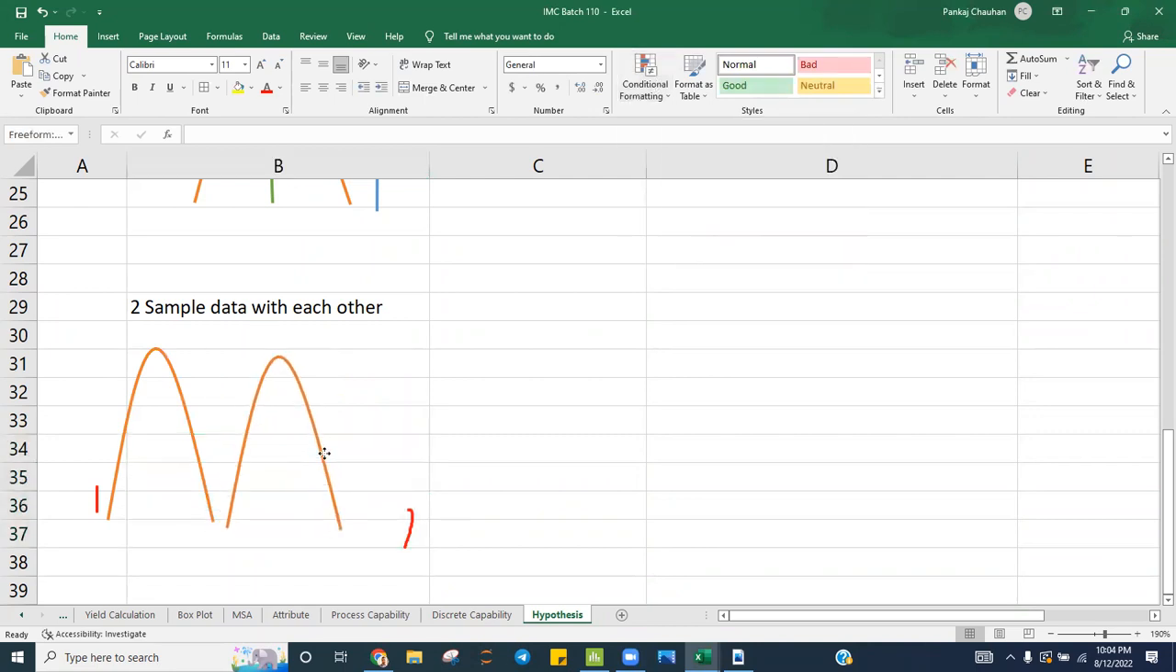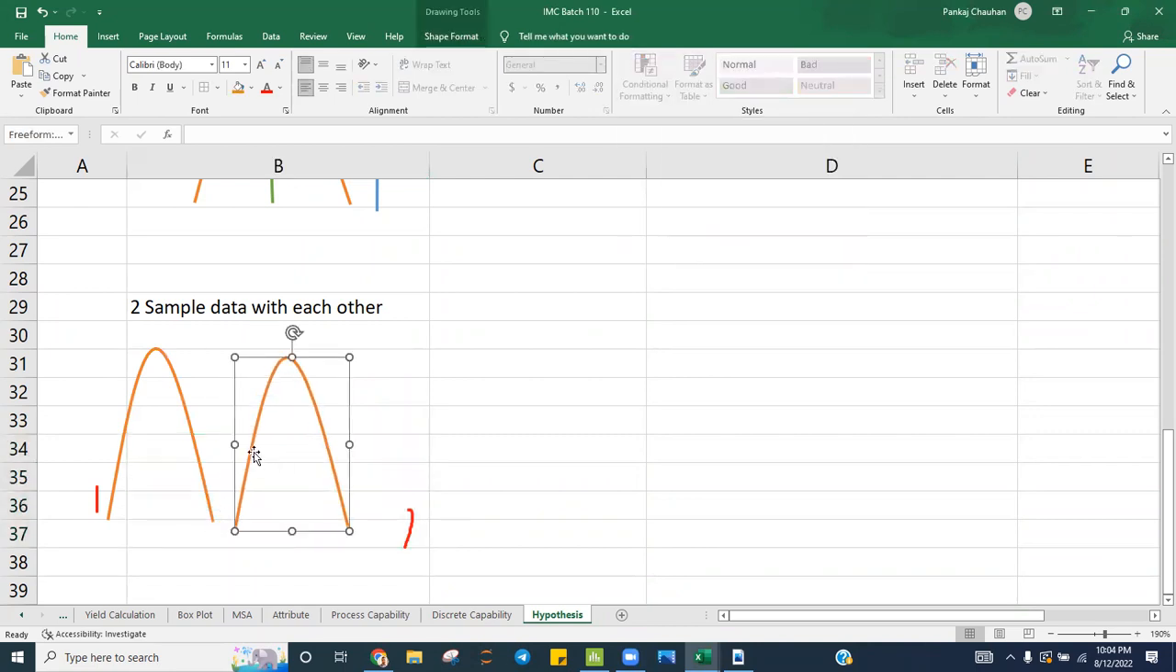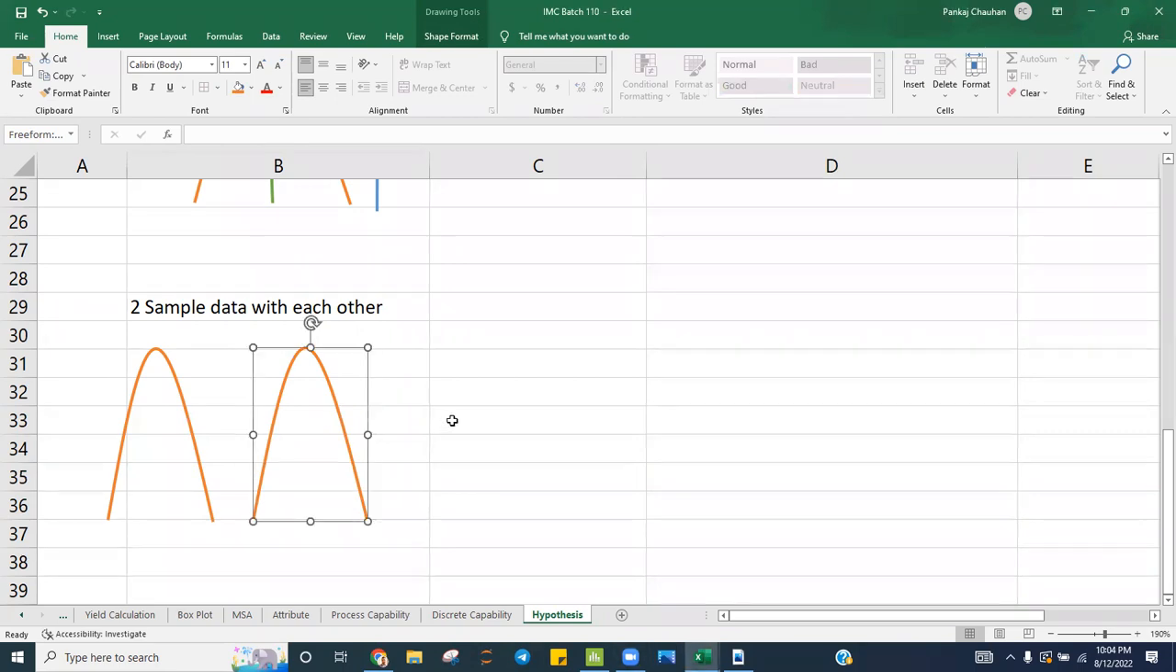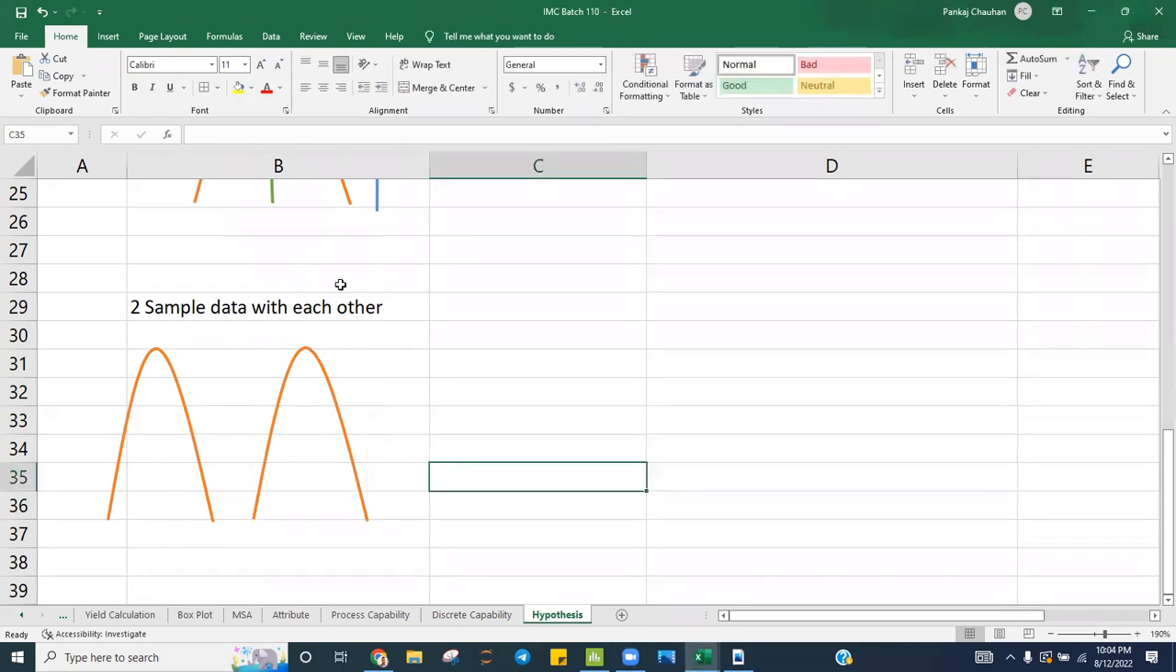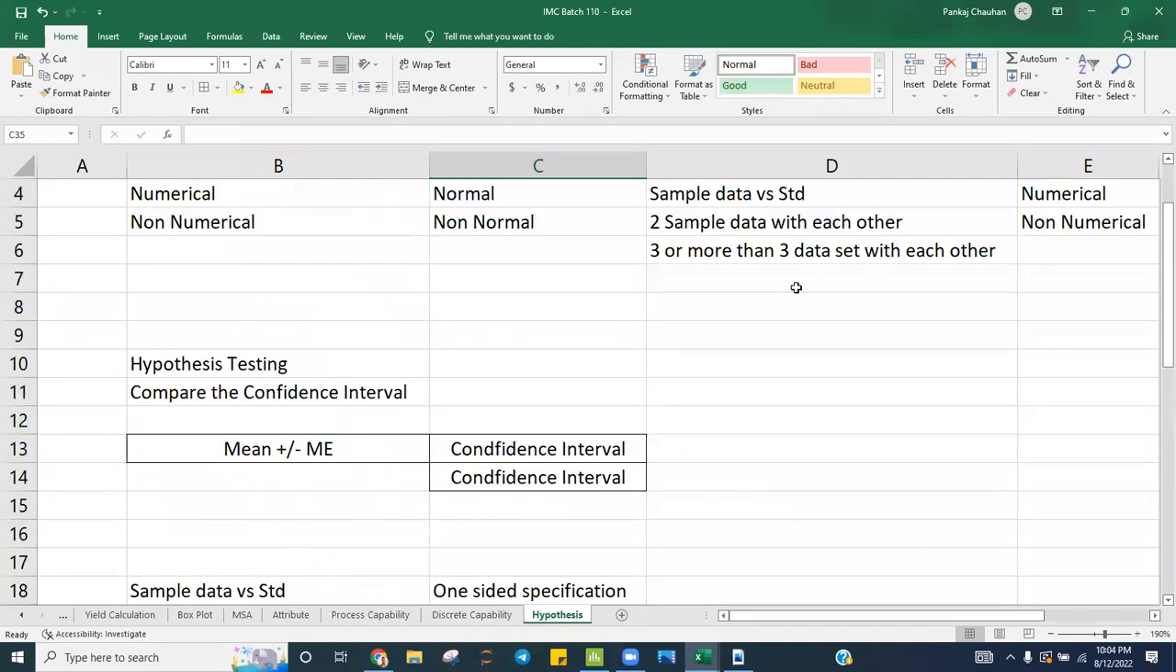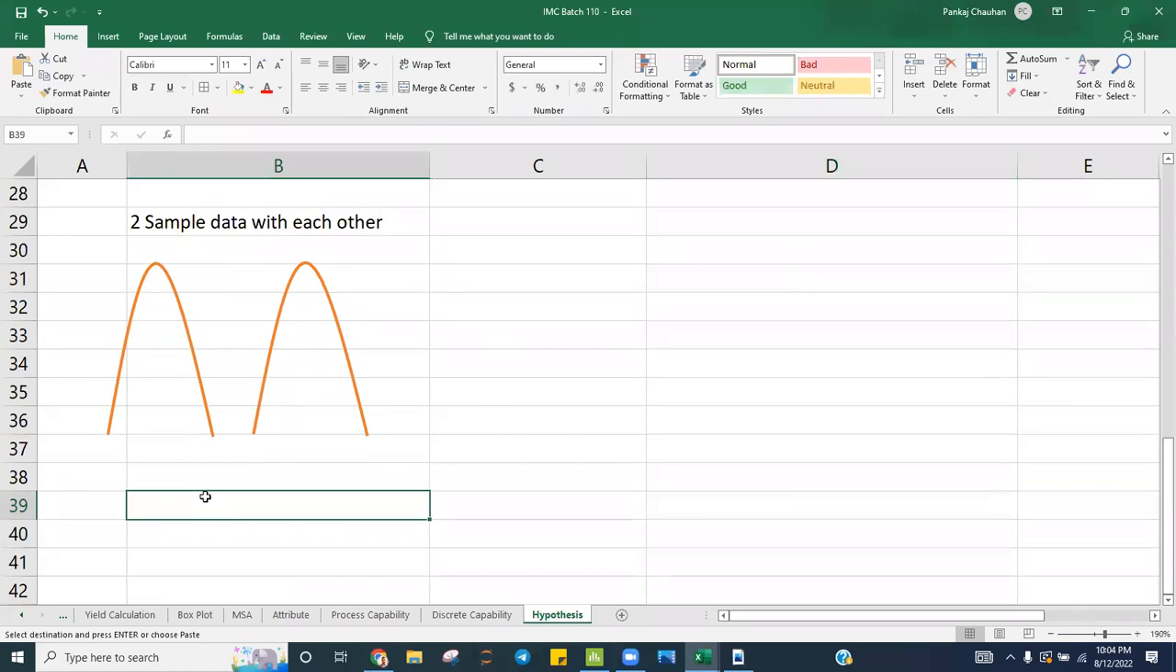In case a difference comes between these two, like now the gap is created, because of this gap it will be your alternate hypothesis. All right. If you compare more than 2 samples with each other, again I will be comparing in a similar way.